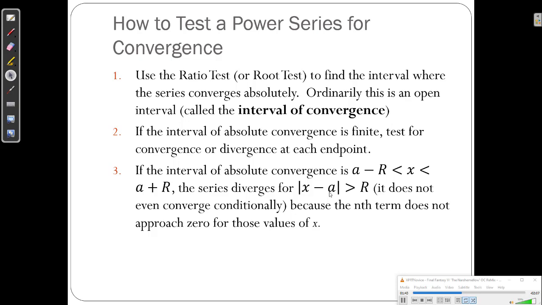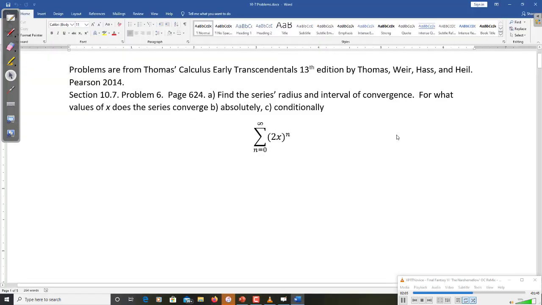Alright, let's do some exercises. Our first problem is problem 6 on page 624. Radius and interval of convergence, and specifically we're going to compare where it might converge absolutely or conditionally. First off, since I got x there, do ratio test. That would be 2x to the n plus 1. Then I divide by 2x to the n, like so.